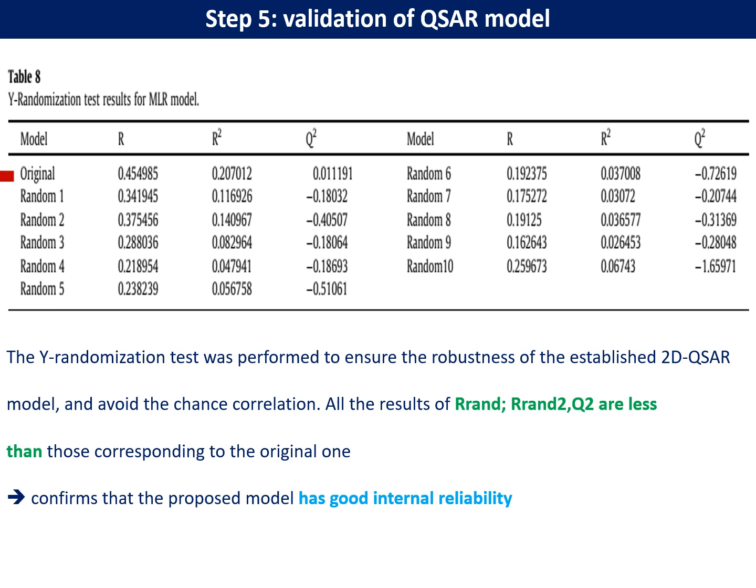I took it from the multilinear regression, and I randomized around 10 models. You can see here that all the R square and Q values in the random models are less than in the original model. It means that my model has good internal reliability and avoids chance correlation.